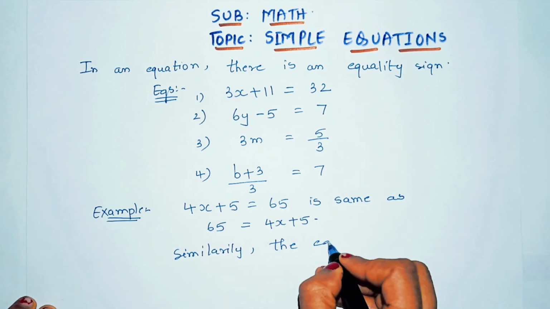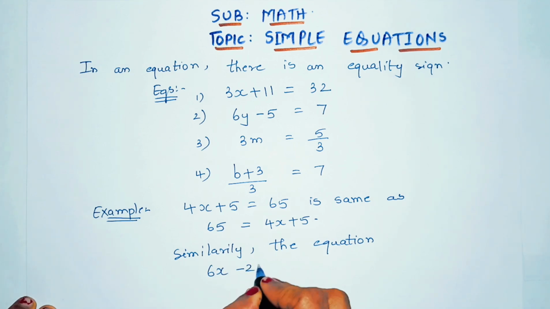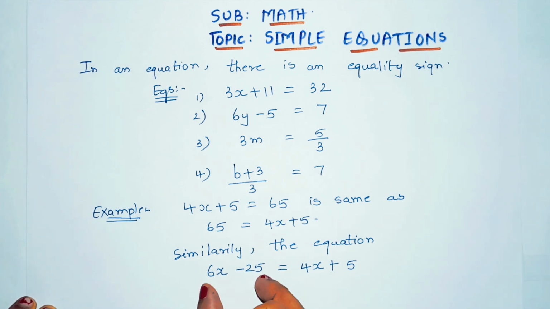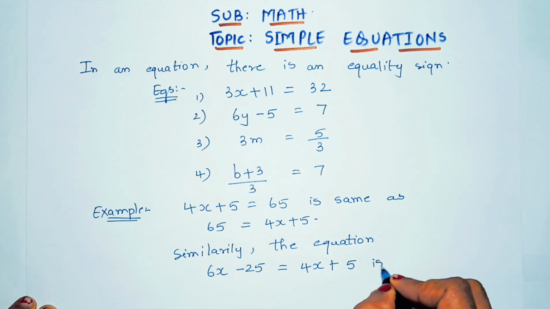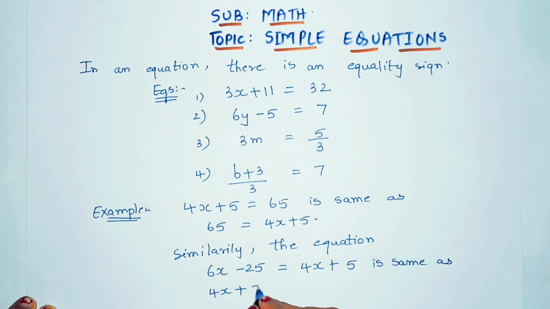Similarly, let's see the next equation. 6x minus 25 equals 4x plus 5. Now, can I shift this entire algebraic expression, 6x minus 25, towards the LHS? Yes. So 4x plus 5 equals 6x minus 25. Both are one and the same. Are you understanding till here?